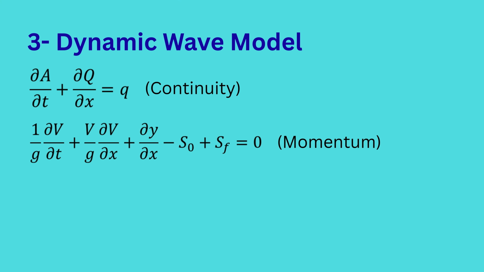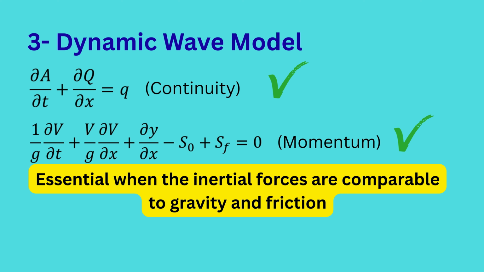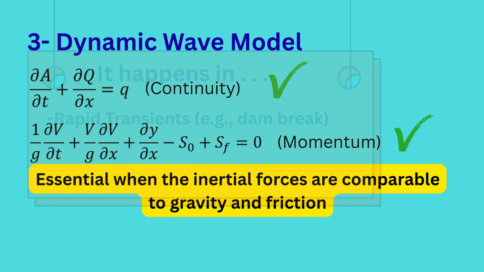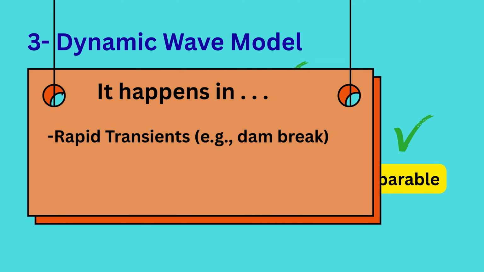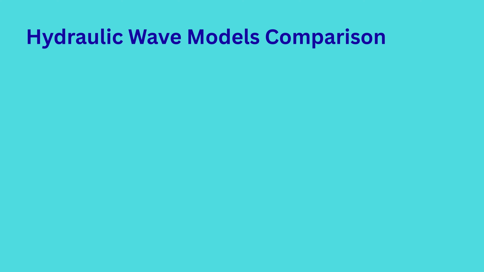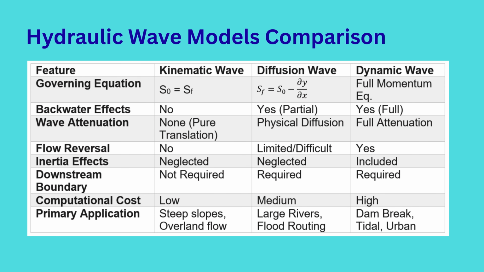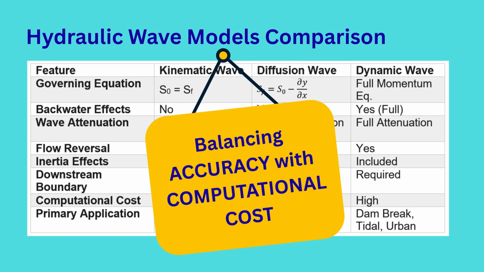Finally, the dynamic wave model. This model retains all terms in the Saint-Venant equations. This model is essential when the inertial forces are comparable to gravity and friction. This occurs in rapid transients like dam breaks, tidal flows when boundary pressure drives the flow against gravity, and networks with closed loops. Use the table below to compare the capabilities of these models. This comparison is vital for engineers to select the appropriate tool for a given problem, balancing accuracy with computational cost.